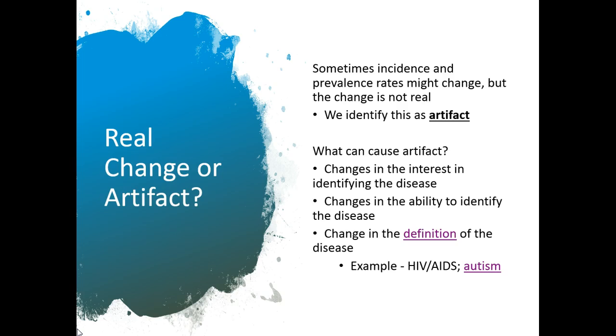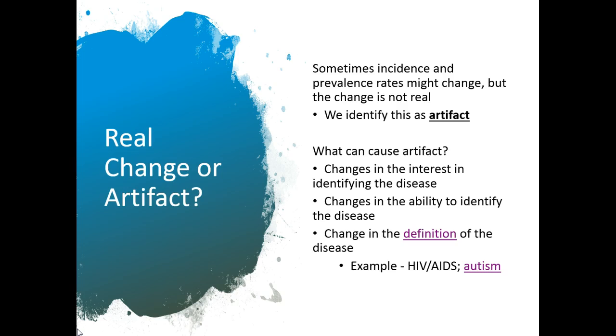One of the sources of artifact can be an increased interest in identifying the disease. Sometimes there are people who become interested, or we find that there's a population that is developing a disease, and so more people start to look for it and research is done, and it looks like there's an increase in the incidence, but it's just that we're looking for it. Another source of artifact is our ability to identify the disease, meaning if we develop additional diagnostic tools that help us find people who have the disease, that will increase the incidence and it may be considered an artifact.